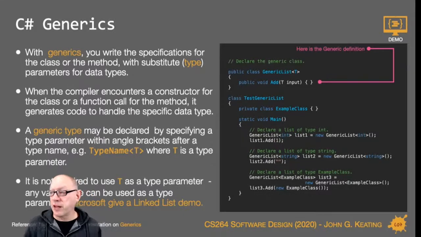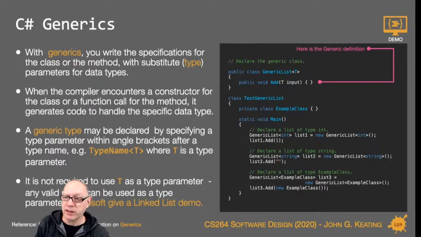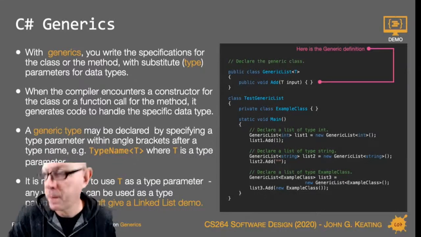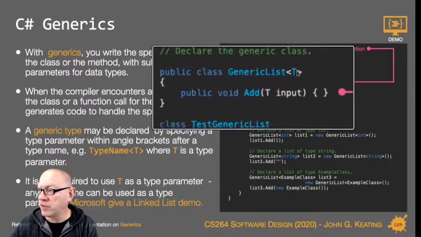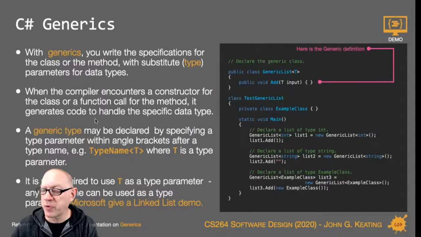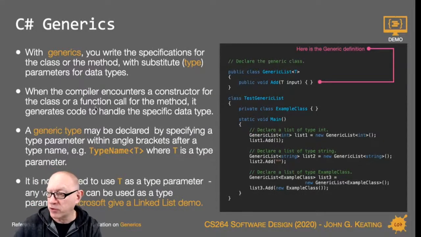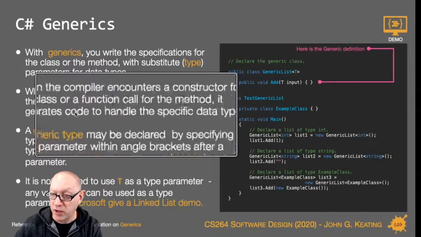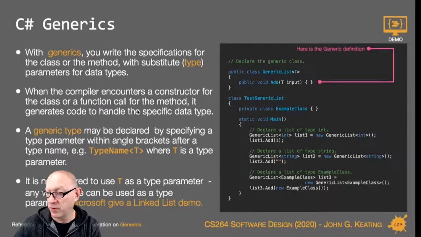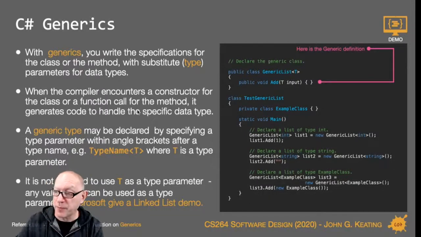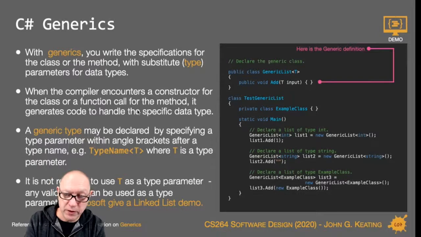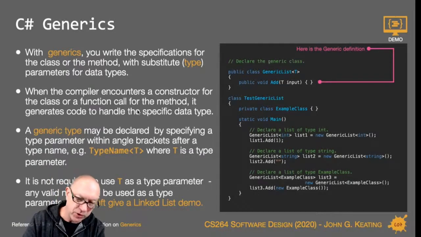So with generics then, you write the specification for the class or the method with substitute parameters for data types, or substitute type parameters. Okay, so we see this one here in these angle brackets. So when the compiler encounters a constructor for the class or a function call for the method, it generates the code to handle that specific data type. So it's really nice to be able to have that. Okay. So we have a general structure of what the process looks like, and then we're able to just specify, and the compiler dynamically generates the code to do that work for you with that particular type.